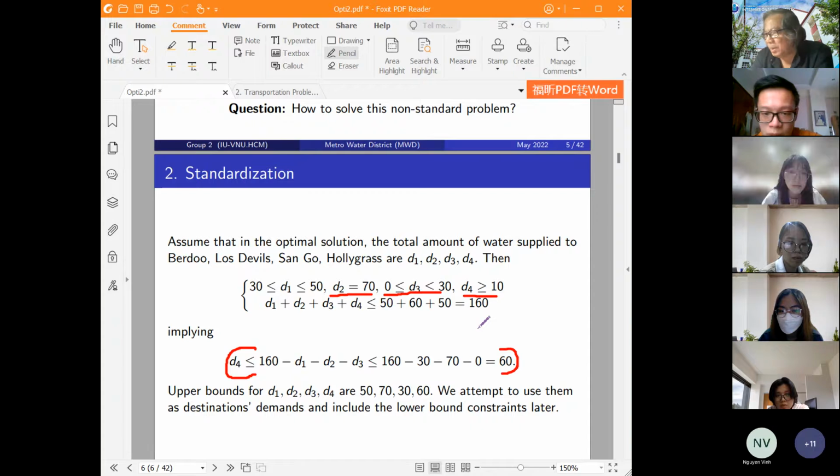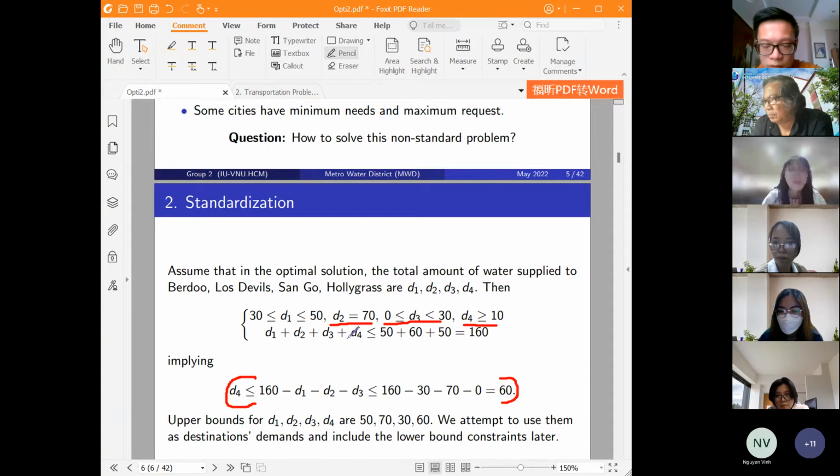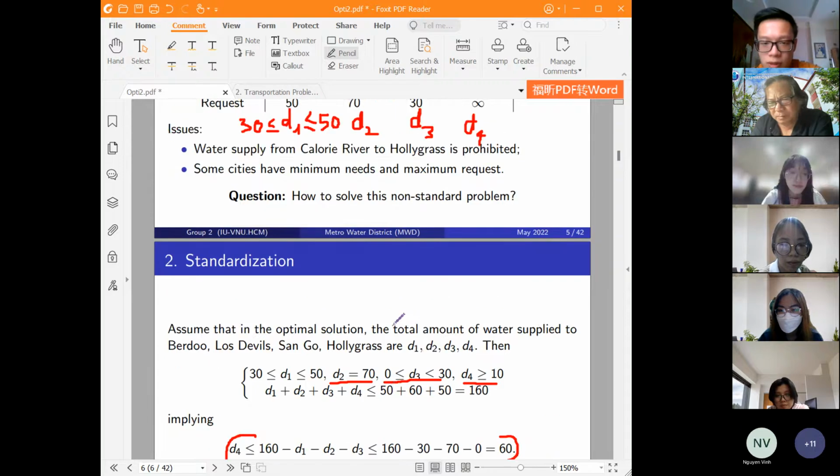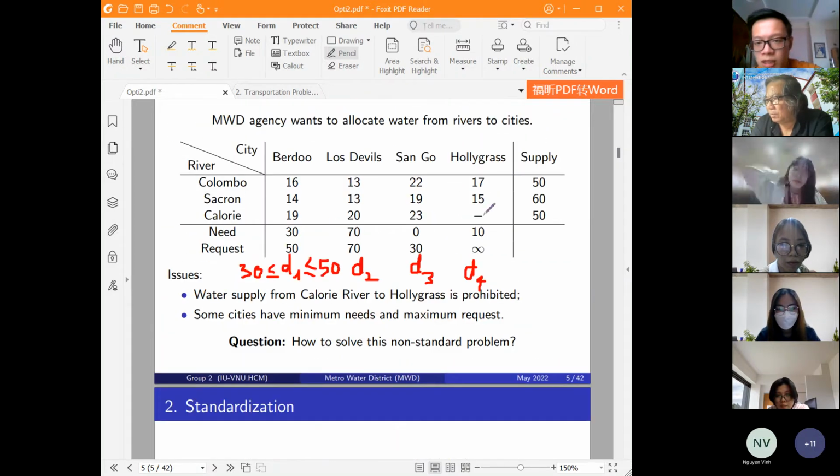Why? Can you explain it? Initially, in theory, there is no upper bound for Holy Grass. The people at Holy Grass say that they can receive as much as they want, but in reality, because the water from Colombo, Sacral, and Calgary is limited, it is not infinite. So the total amount of water supplied to Holy Grass, added up with all the cities, cannot exceed this supply. We only have this amount of water supply. We cannot give all the cities a bigger amount than this.